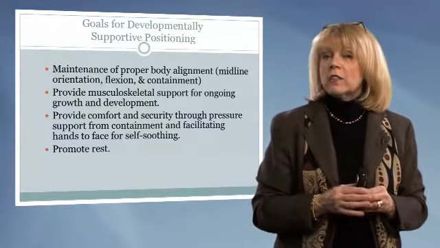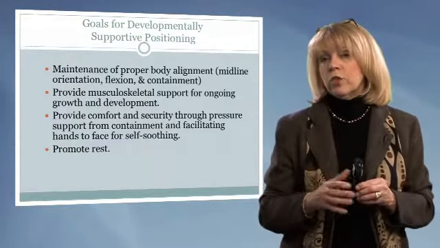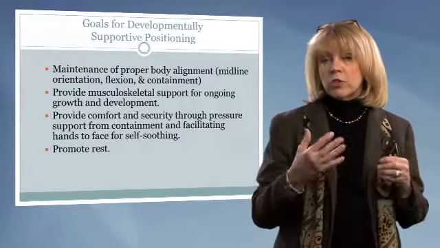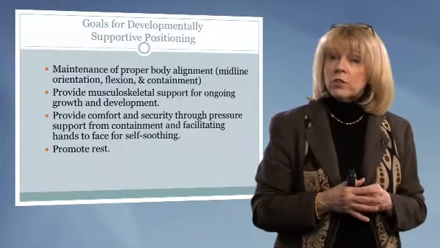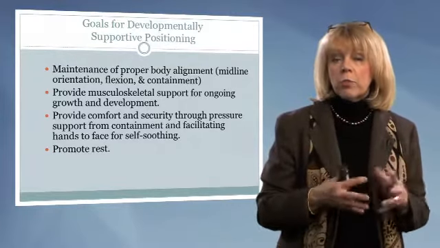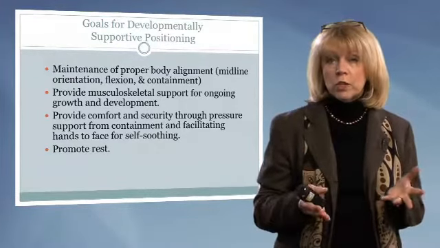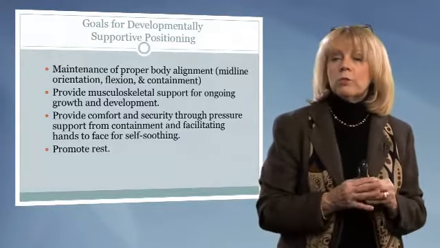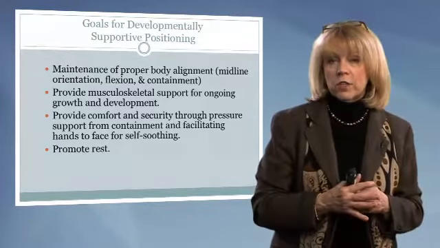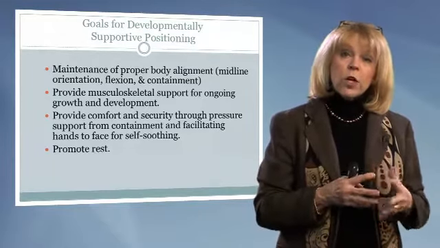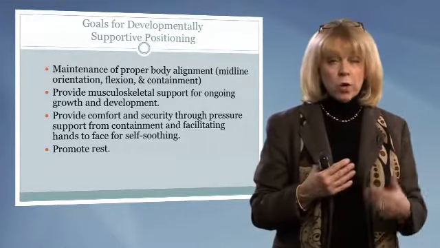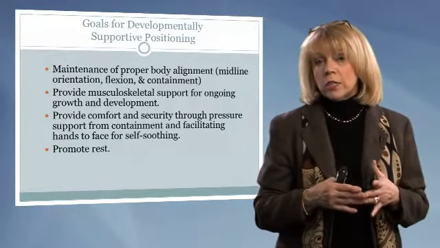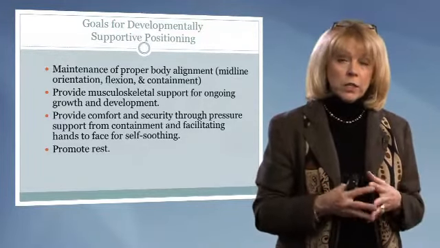We need to set goals for ourselves, goals for the unit, goals for how we're going to maintain good musculoskeletal development. One of those is proper positioning, supportive positioning, developmentally supportive positioning, whatever we want to call it, making it appropriate for this infant. So what do we need to do? We need to maintain that proper body alignment, which means we need that midline orientation, we need flexion, and we need containment.